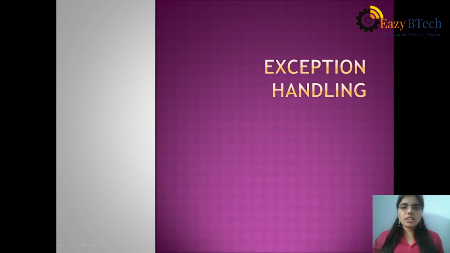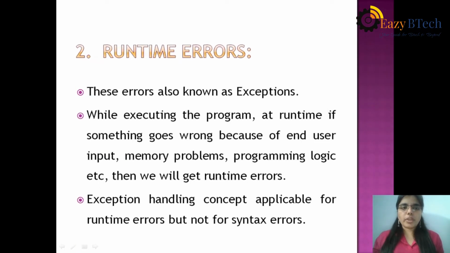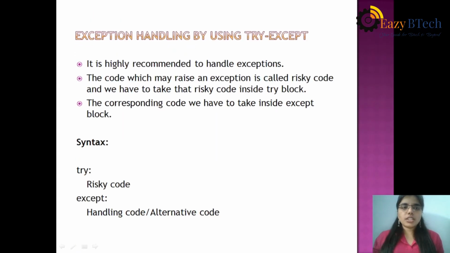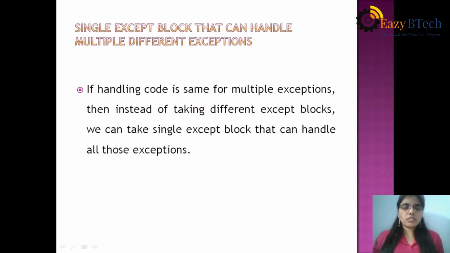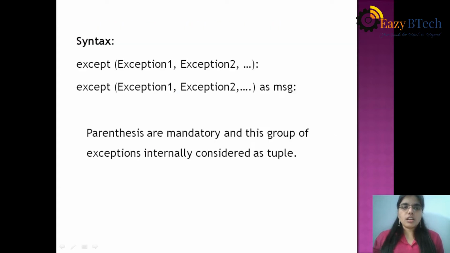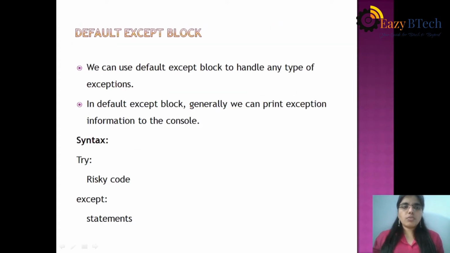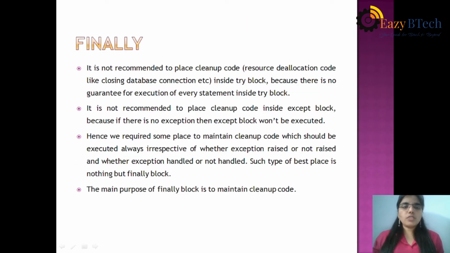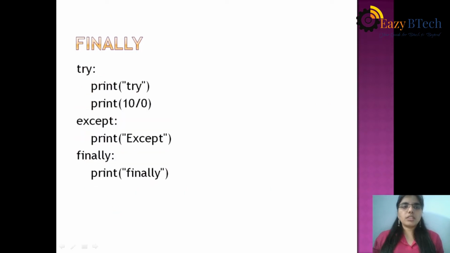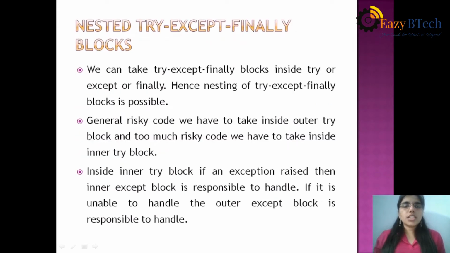The last session I had discussed the exception handling topic. This is the third session about exception handling. In the last session I discussed that a single except block can handle multiple different exceptions. After that I completed the default except block, various possible combinations of except blocks, and the finally block. Then I started nested try except finally blocks also.